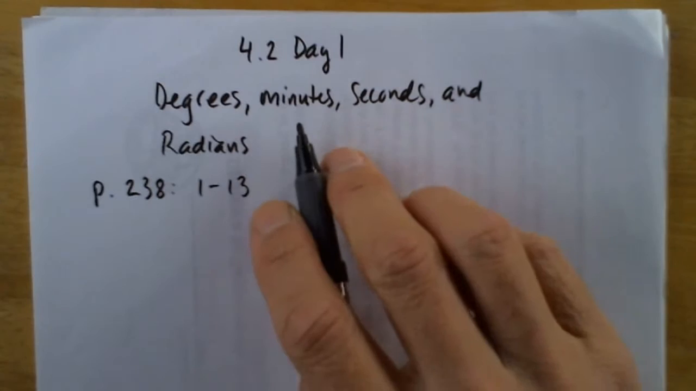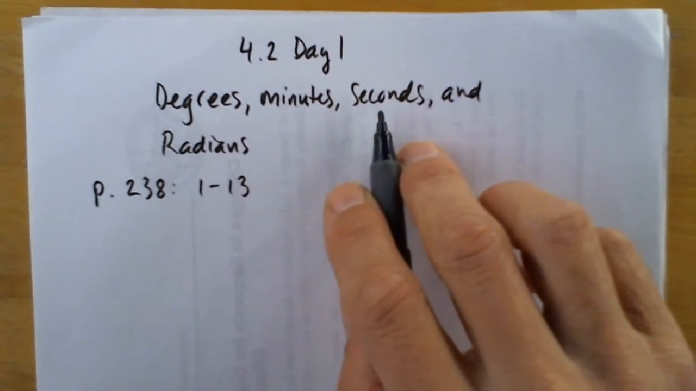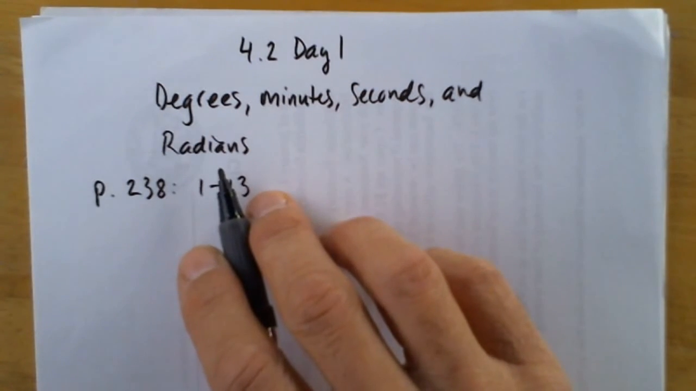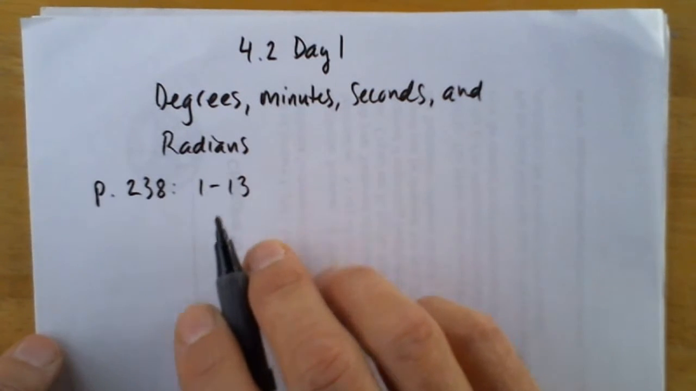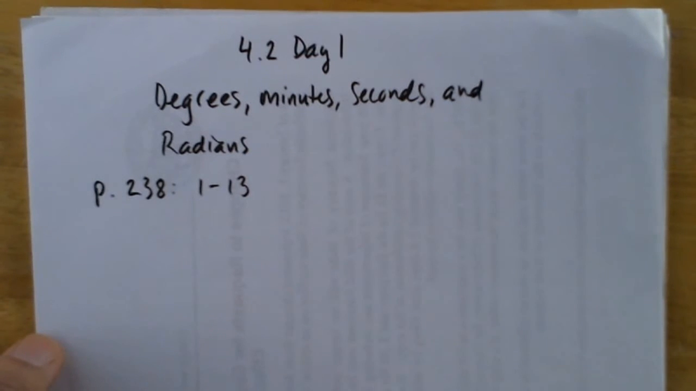All right, today we're just going to talk about different ways of measuring angles, and one is degrees, minutes, and seconds. So minutes and seconds are fractions of a degree, and radians is a new way of measuring rotation.